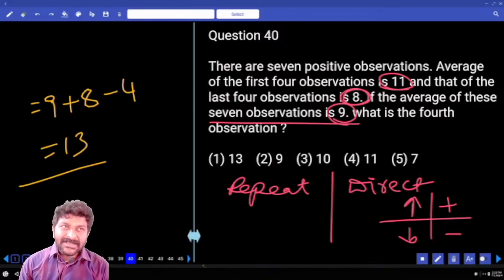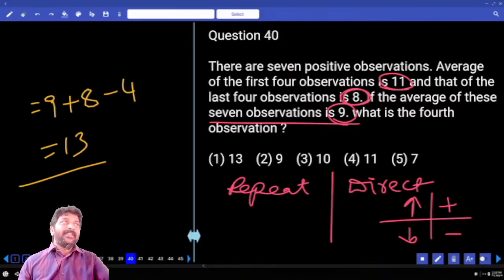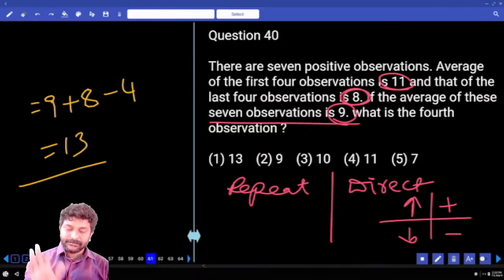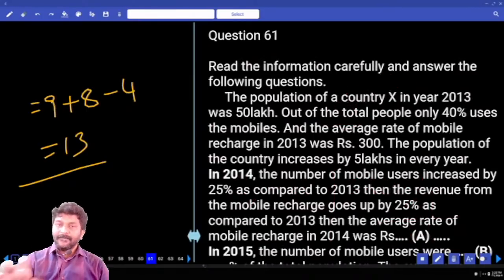If it is number missing case, what effect do we use? Reverse effect. Reverse effect in the sense, if average is more, subtract. If average is less, add. So what is left? Case slide. Come on.